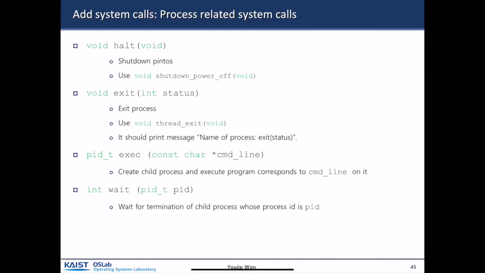These are the system calls you have to implement. In this page, there are process-related system calls. The halt shuts down Pintos. The operating system Pintos should not shut down, and it should be shut down only when halt is called. The second function is exit. It exits the process. When it exits the process, it should print out the name of the process and exit status. And then exec is a command that creates a child process and executes a program.